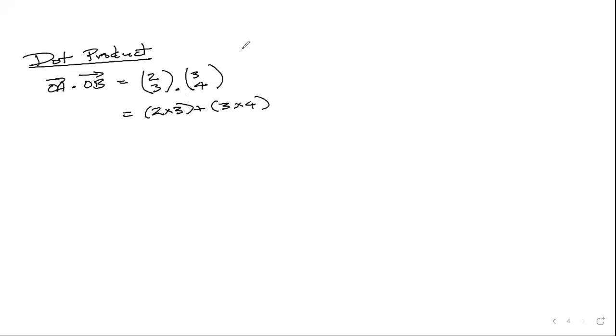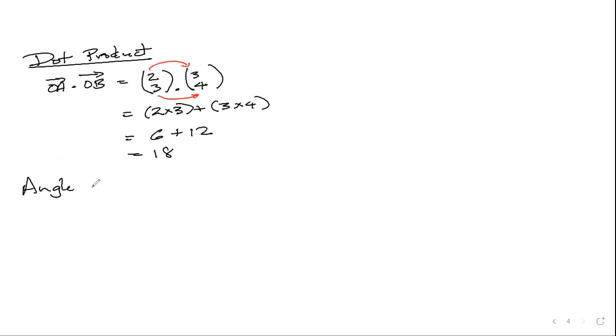All right, so the dot product is the product of the x's, the product of the y's, and if there's a z, the product of the z's. So now that is going to be 6 plus 12, which is 18. So the dot product is just multiply the x's, multiply the y values, multiply the z values if there's a z value.